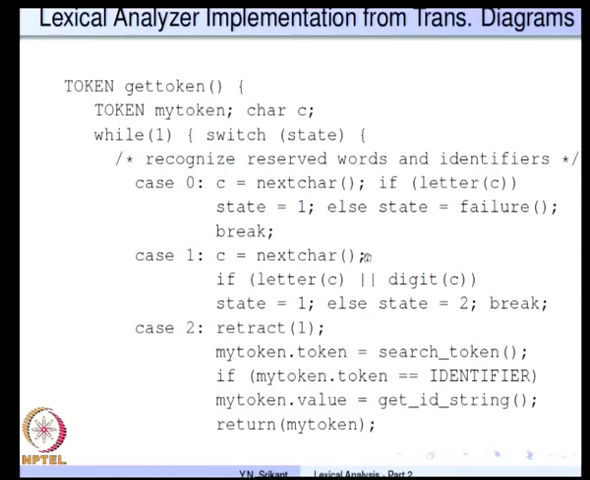In state 2 we return a token, and we do not consume the symbol that brought us to this state. For myToken.token, we search the word array and find out what type of token it is. It is either a name or a reserved word. If myToken.token is equal to identifier, then the value is the string corresponding to that identifier; otherwise we don't need the string, and we return the token.